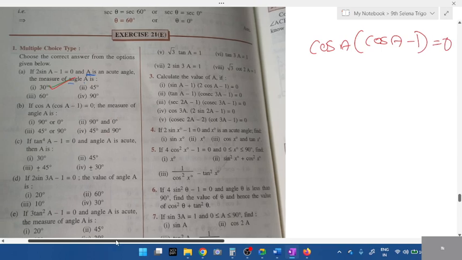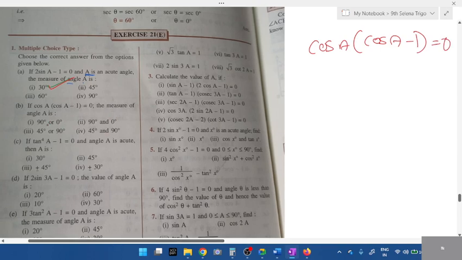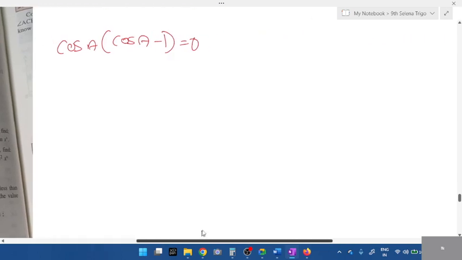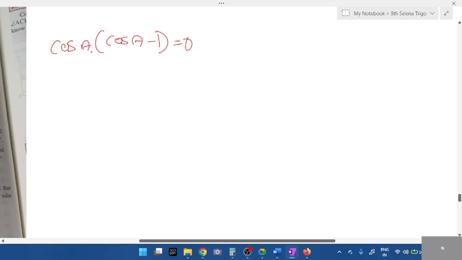And they've given you answers like this: 90 or 0, 90 and 0, 45 or 90, 45 and 90. I'll explain the difference between or and and. First, tell me, where is A given? Is it given for one value or two values? It is given for two values, right? So what you have to do is take this is equal to 0. Look here, cos A is equal to 0, and split this into two parts.